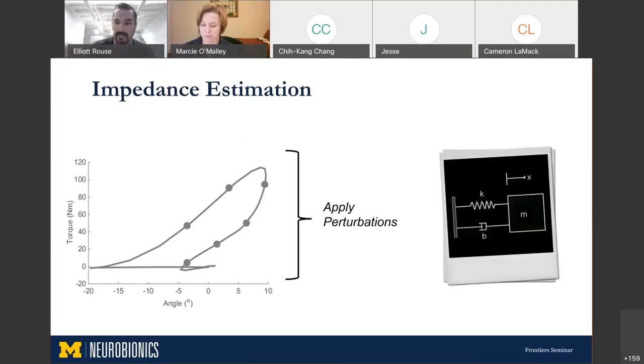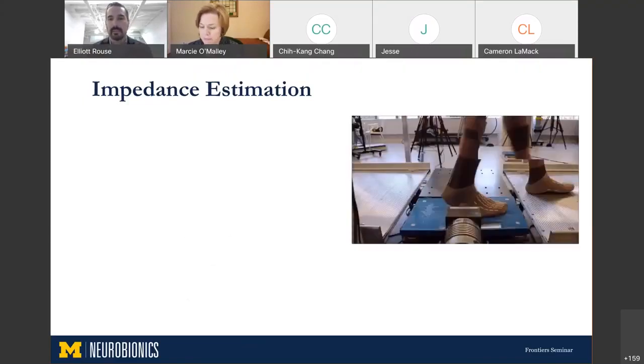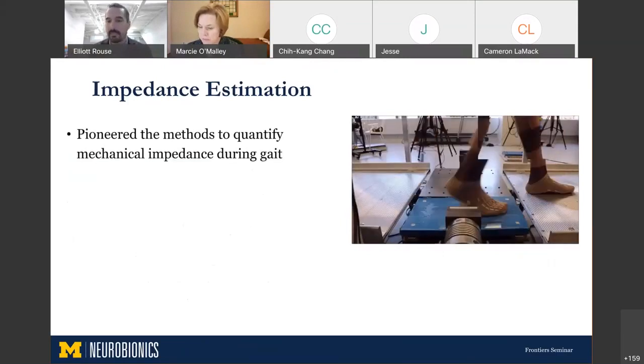And if we stack these snapshots up in time or in phase, we can get an idea for how the neuromuscular system is regulating these properties. So we've been developing these methods. This is an example of our experimental paradigm.